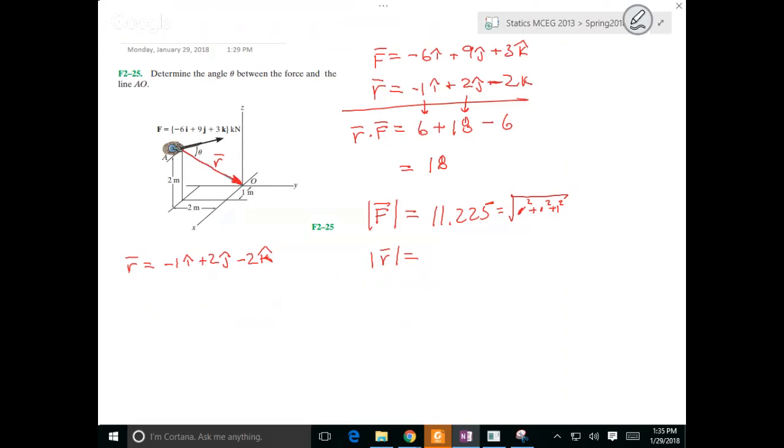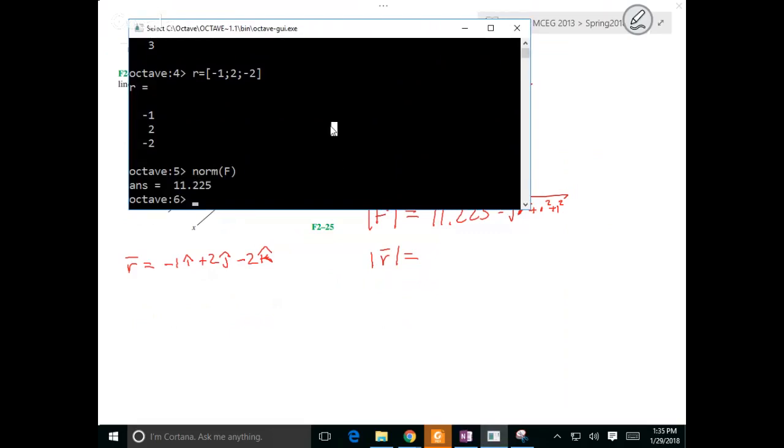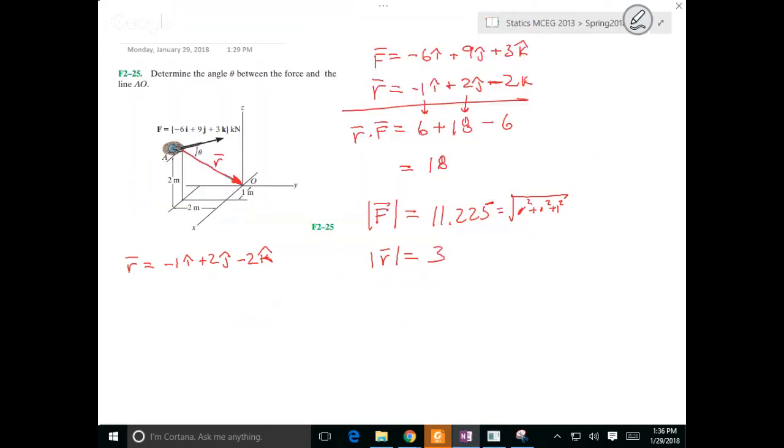The length of R, okay, why didn't it come up? Length of R is the same thing as the norm of R, which is 3. So think about that. 2 squared is 4, another 4 is 8, and then one more is 9. That's it. So, okay, that makes sense.